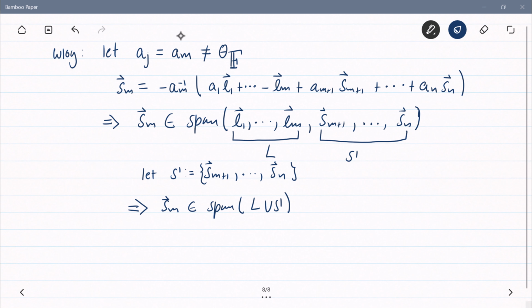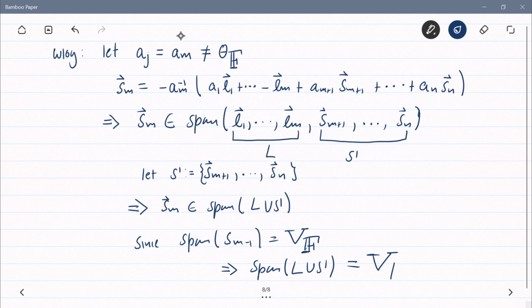Let us say, since span of S sub m minus 1 is equal to V, and the only difference between this and this is S sub m, and it contains S sub m, then this should also span the same space, which implies that the span of L union S prime is equal to V. This is sort of one of the results that we wanted to prove.